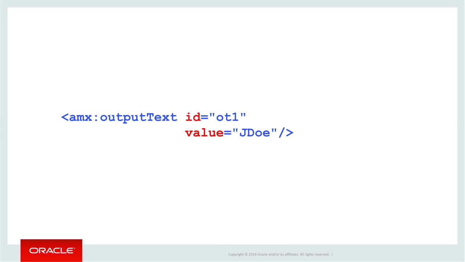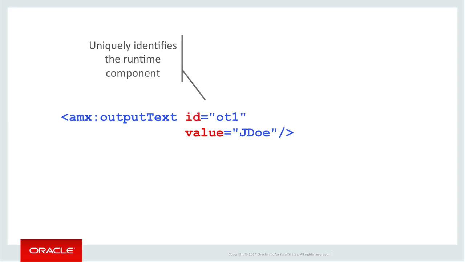Let's dive right in. Here we have the most basic and potentially most unexciting AMX component, the output text control. The output text control is designed to act as a read-only component to output some text from the screen at runtime. As you can see, the component is represented by an XML tag and one or more properties. The properties of this component are fairly obvious.